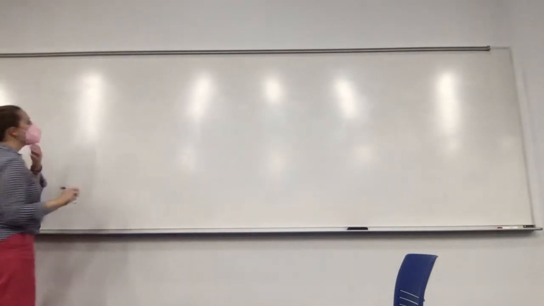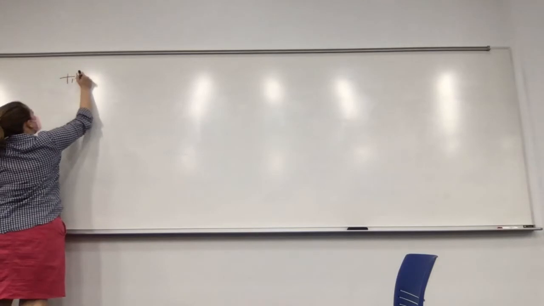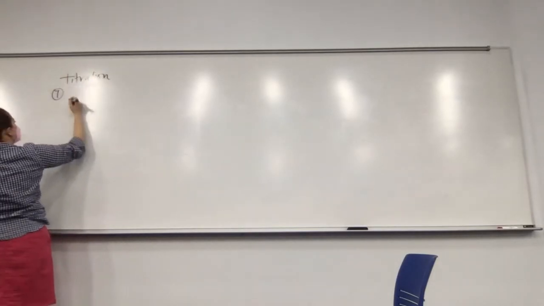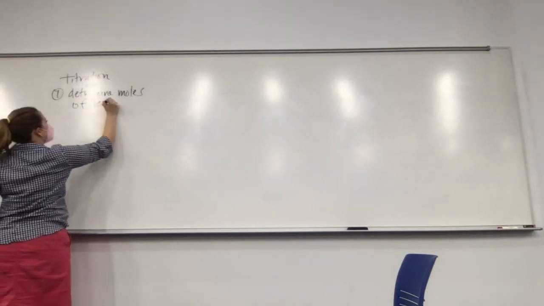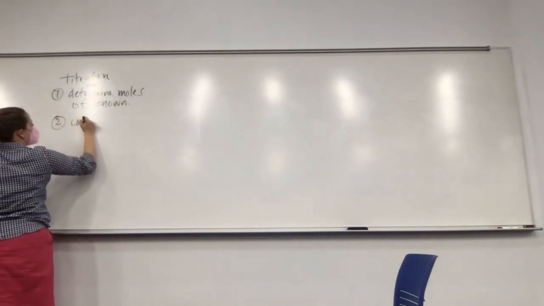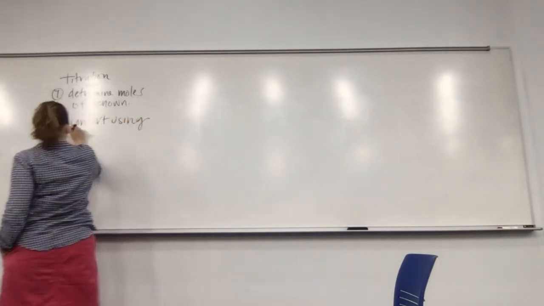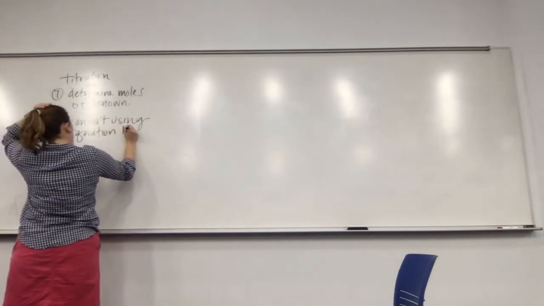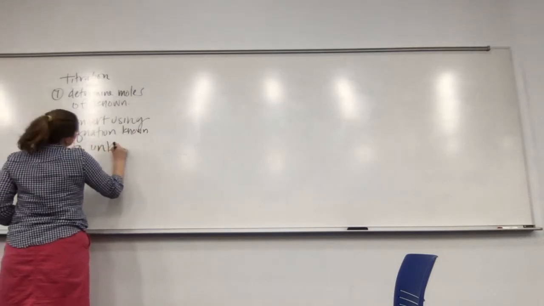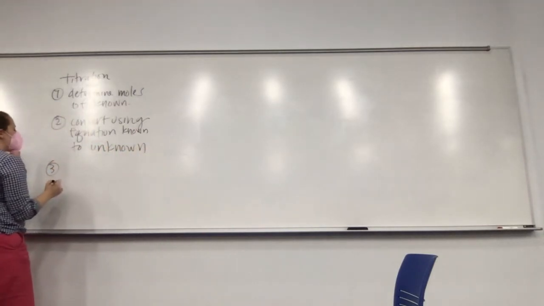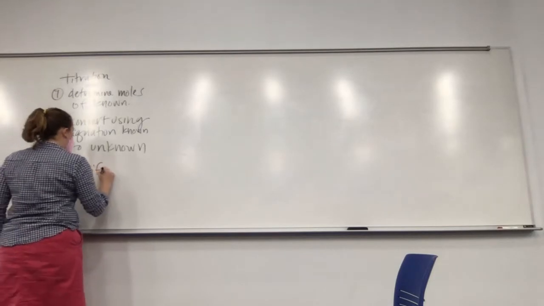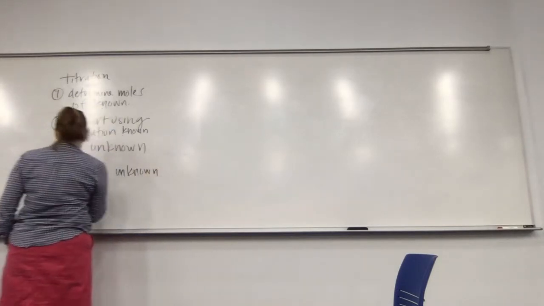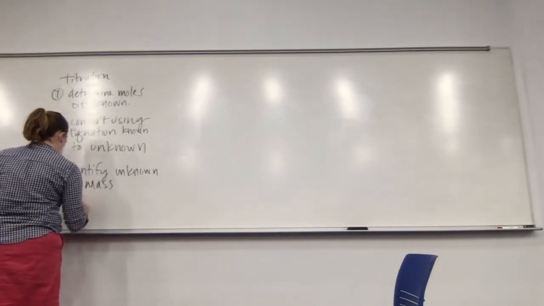So titrations basically have three phases. Step one is that we want to determine moles of known. Step two is we want to convert, using the equation, the known to the unknown. And the third and final step is we want to, I don't really want to say do what the problem asks you to do, but that's really what it is. So we want to identify the unknown, which could either be A, mass, or B, molarity.